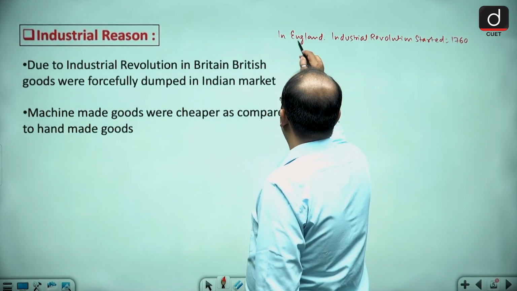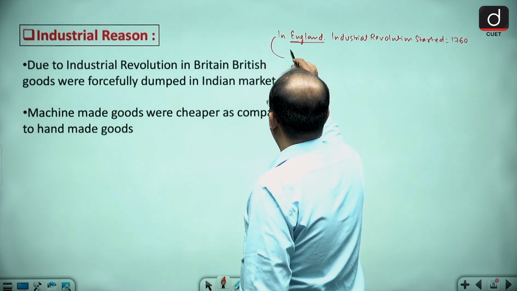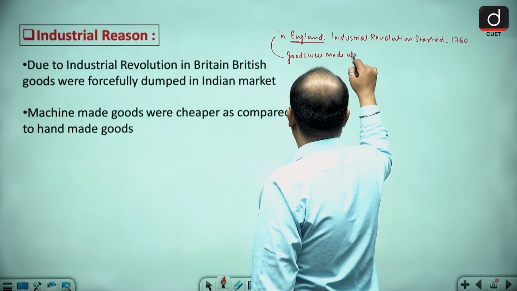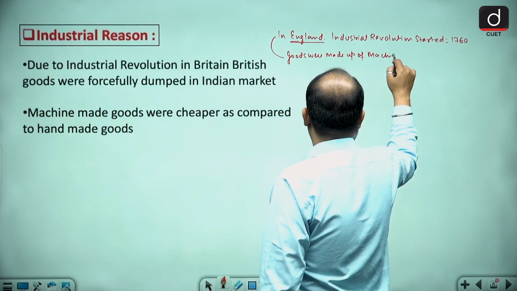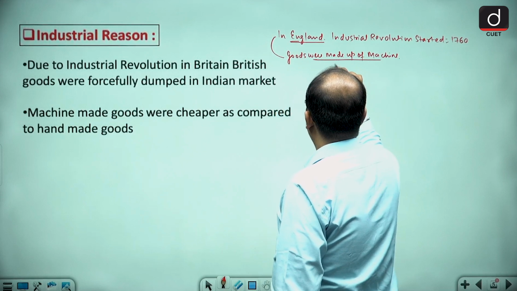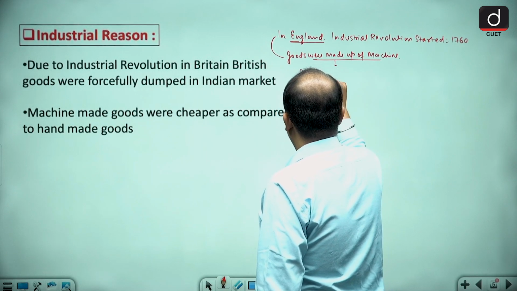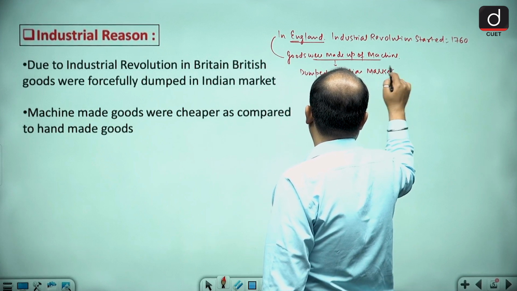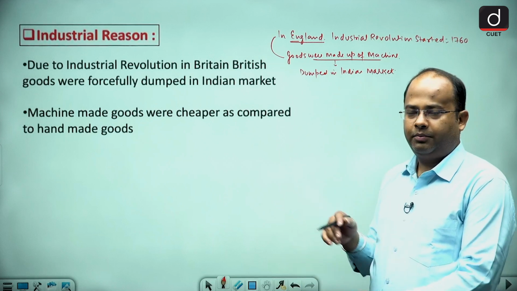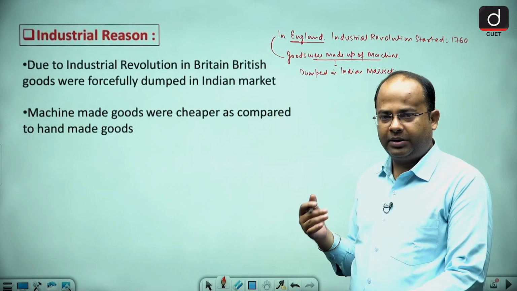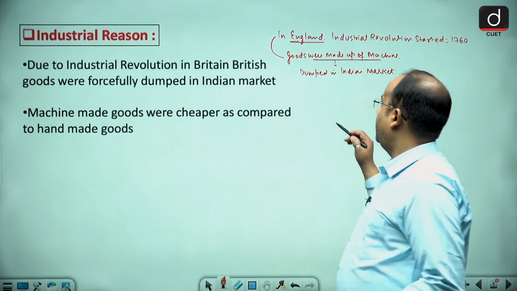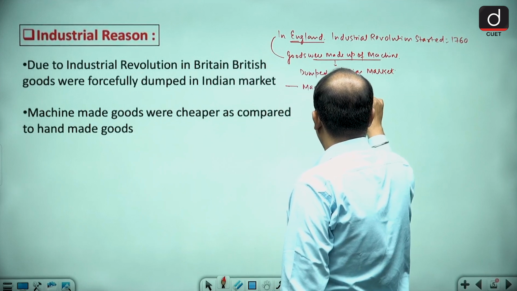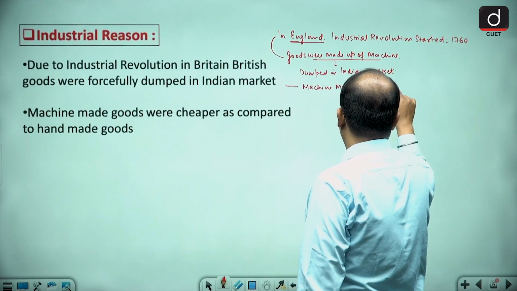And when this industrial revolution started, you will find that goods were made up of machine, and the machine-made goods were dumped in Indian market. So India was a marketplace for those products. So finally, the British government dumped the machine-made products being manufactured during the Industrial Revolution in India. And these machine-made products were cheaper in price.